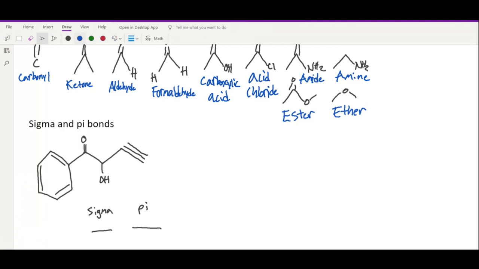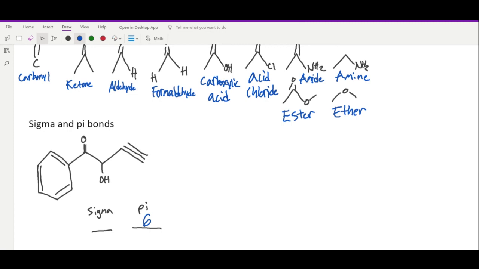Okay, hopefully you started with the pi bonds because they're the easiest to spot, but there should be 6 pi bonds. Each double bond is 1 pi bond, and each triple bond is 2 pi bonds. Okay, so I see 1, 2, 3, 4 double bonds, so that's 4 pi bonds. And then there are 2 pi bonds in this triple bond. So 4 plus 2 equals 6. So that's why we got 6.